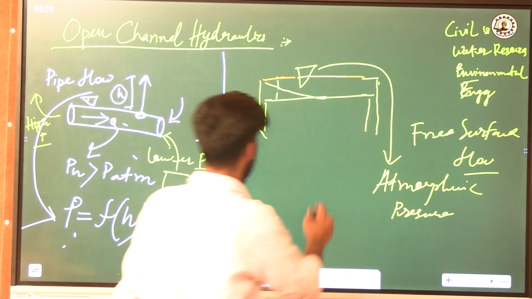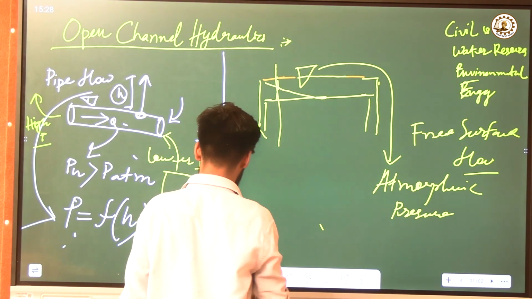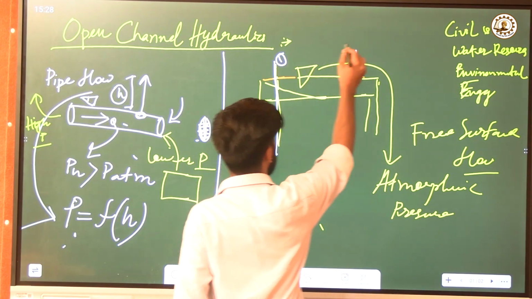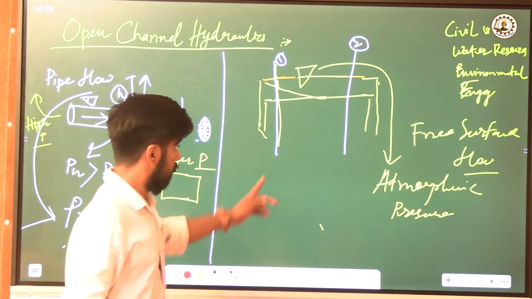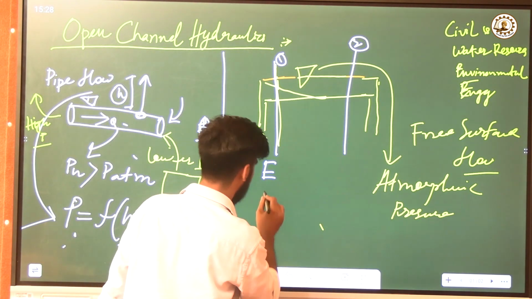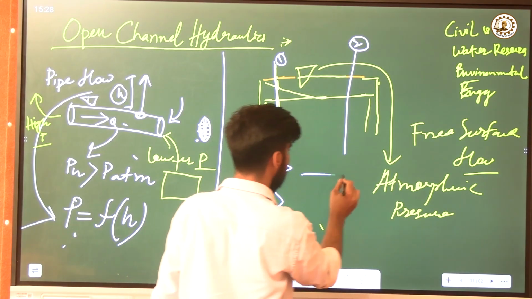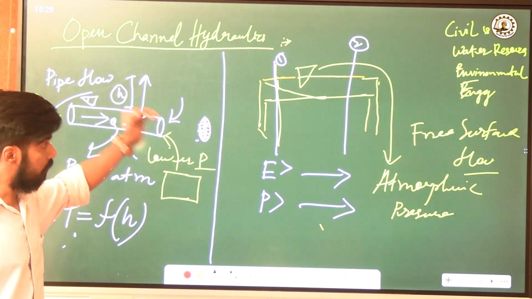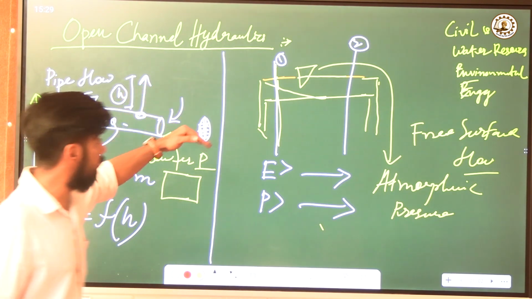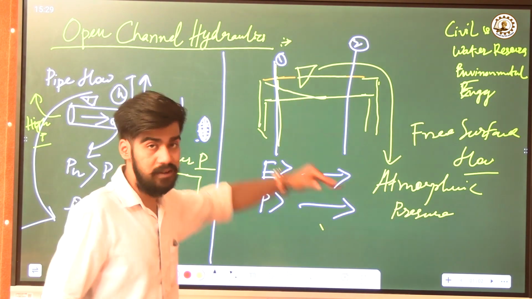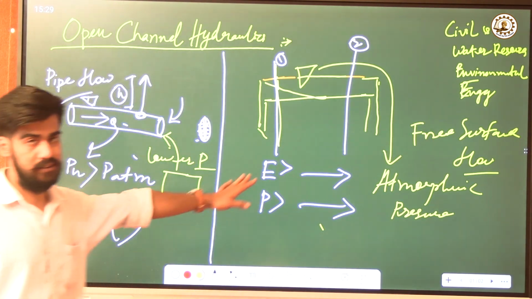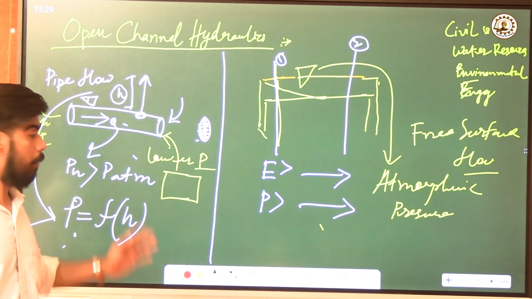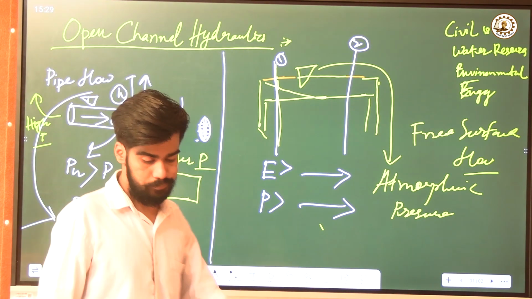But in open channel flow, if we consider two sections, 1 and 2, the energy and the pressure of section 1 will both be higher than the value of section 2. So in open channel flow, water flows only from higher pressure to lower pressure, higher energy to lower energy. That's the fundamental difference of how we can differentiate a pipe flow and an open channel flow.